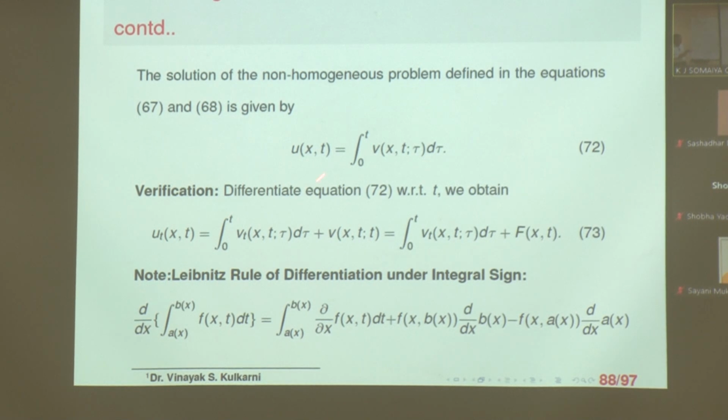So how can we verify whether this integral equation, given in equation number 72, represents the solution of the non-homogeneous problem? I will calculate u_t and u_xx, the derivative with respect to t and the second derivative with respect to x. I will substitute these values in the governing differential equation and show that this integral equation satisfies the governing differential equation number 1.